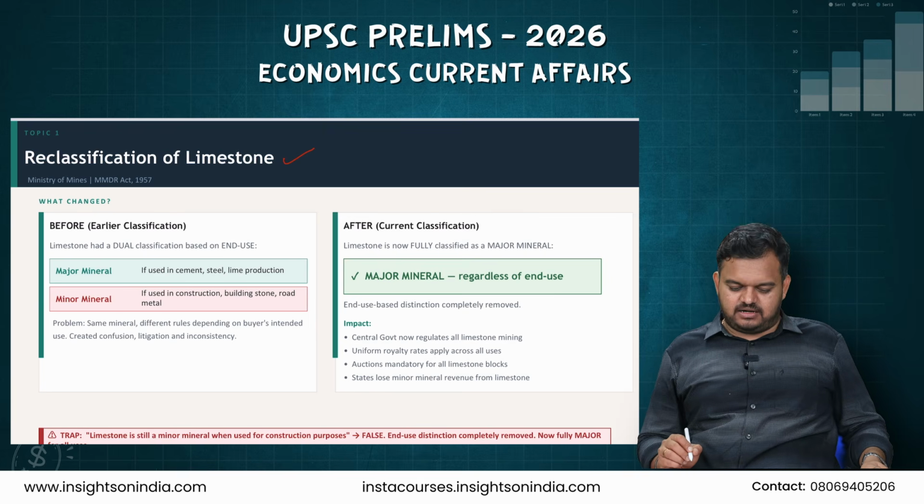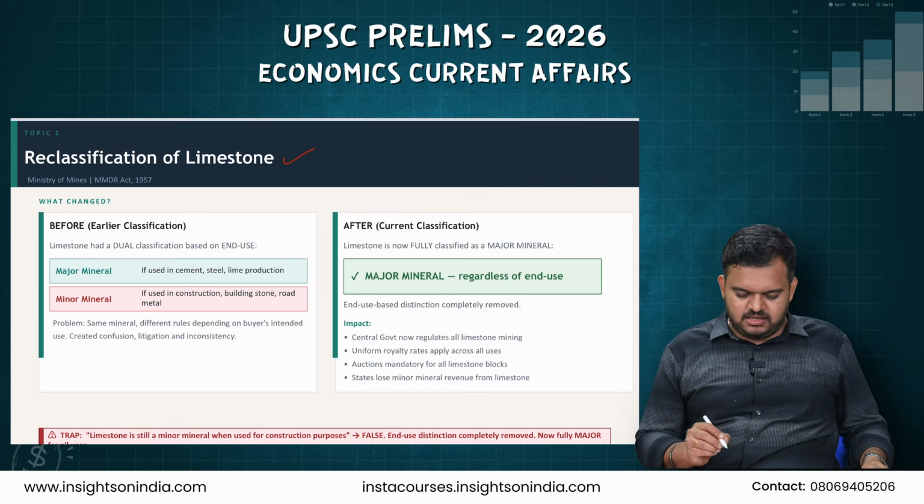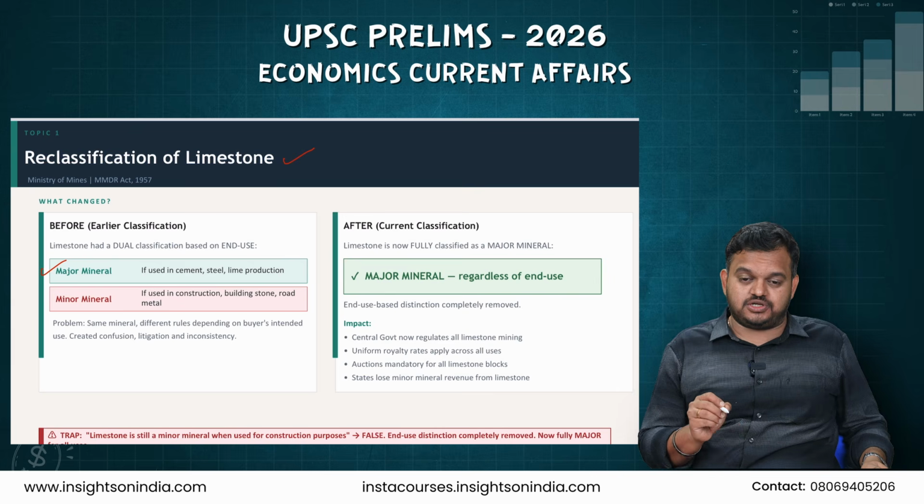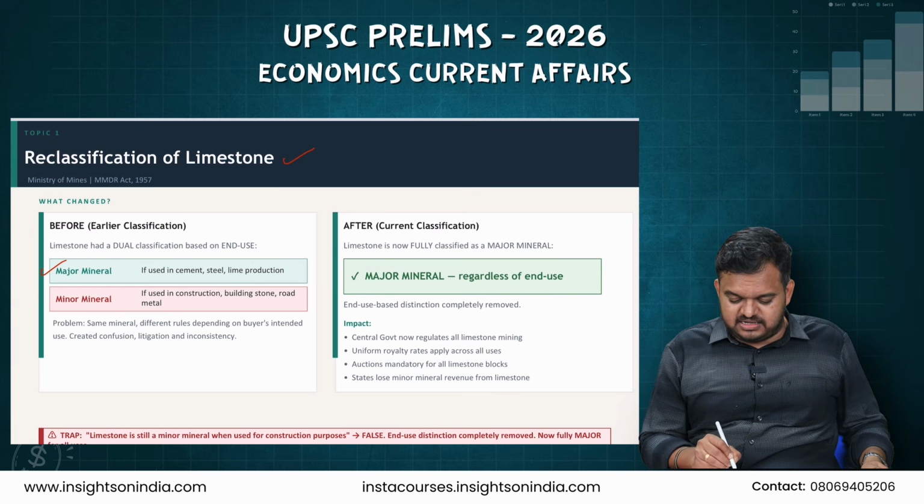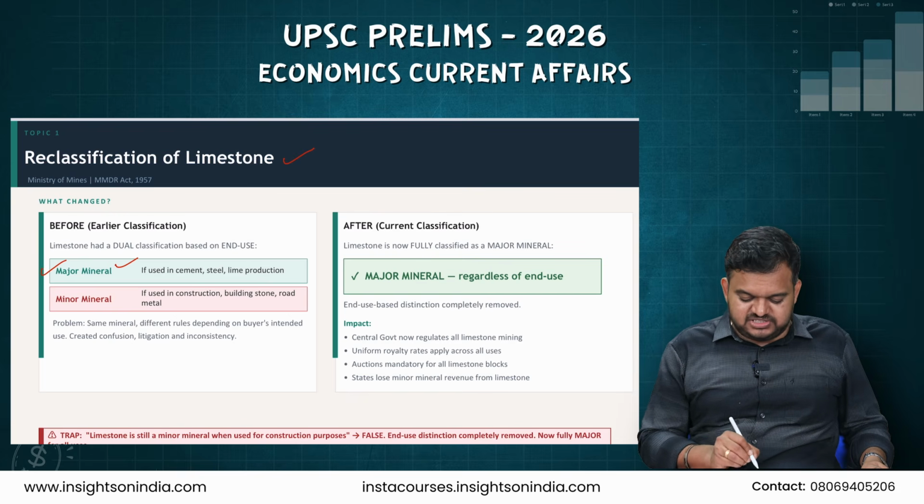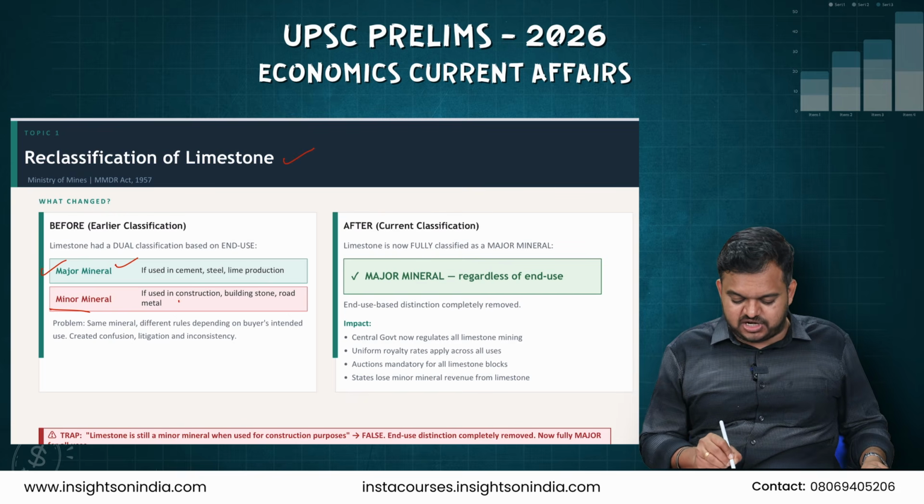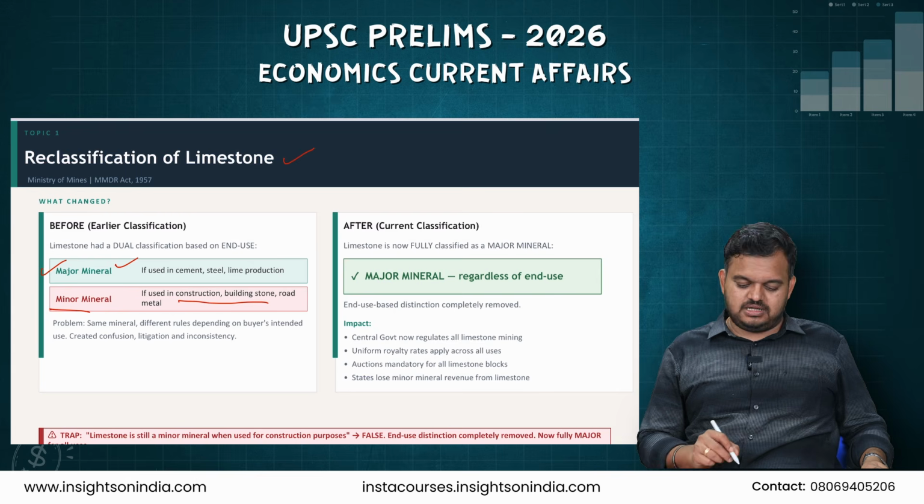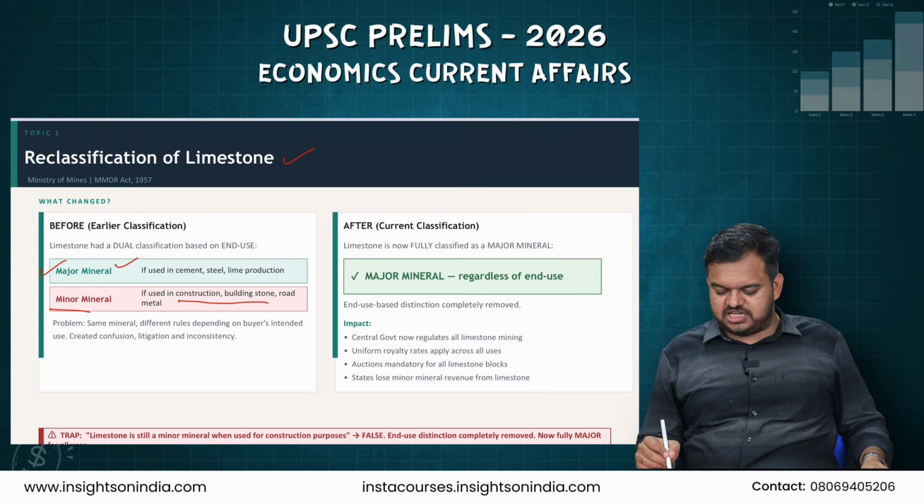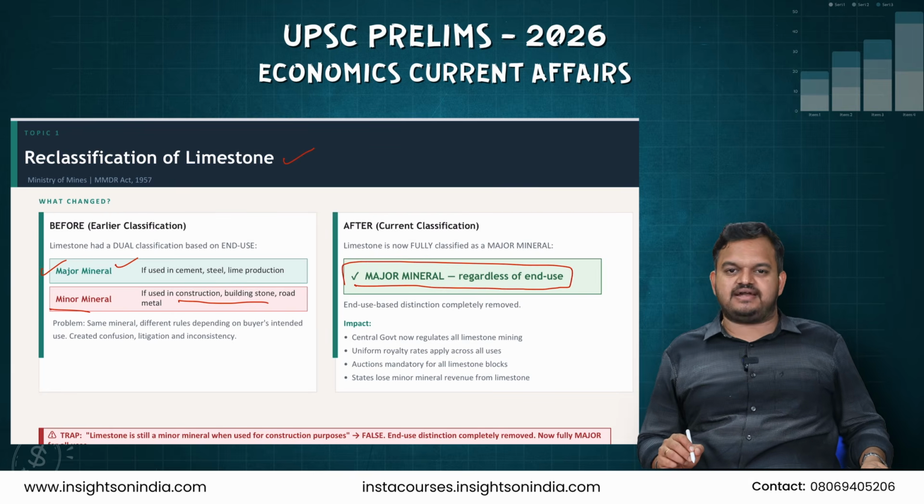Earlier limestone was divided as per two purposes. It was considered as a major mineral based on its utilization. If it is used in cement, steel or lime production industry, it is considered a major mineral. If it is just used for construction as a building stone, it was considered a minor mineral. Now the distinction has been removed. Irrespective of its uses, it is now considered a major mineral, right?